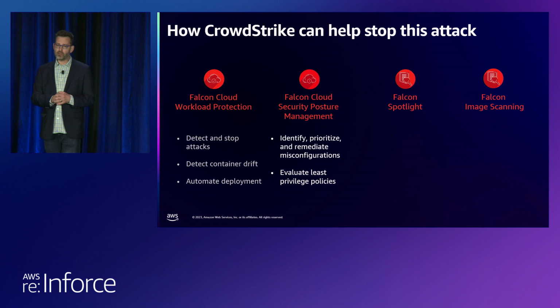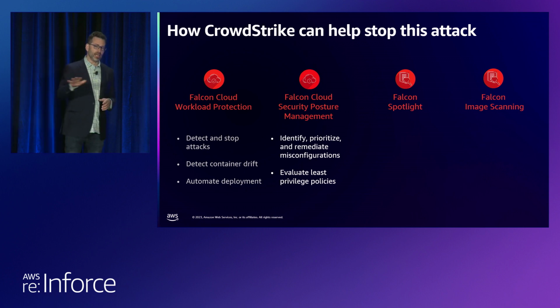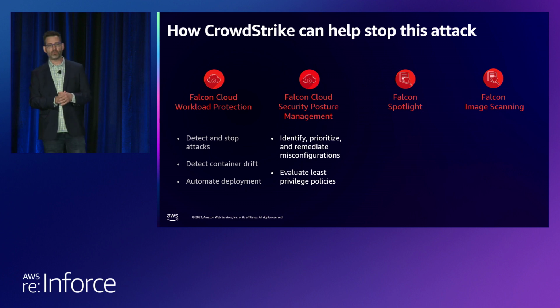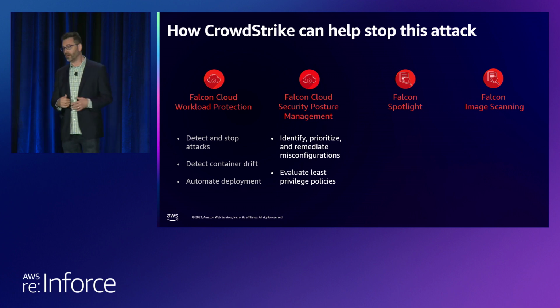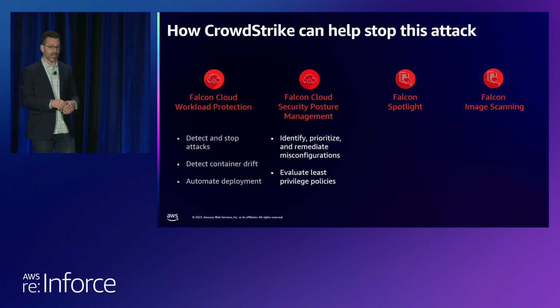Falcon Cloud Security Posture Management, that's the agentless protection. That is always scanning all of your AWS services for misconfigurations, providing actionable guidance that you can build back into your infrastructure as code templates. We also provide a capability for automated remediation as needed. In fact, we can detect unmanaged instances that don't have the sensor, and remediate that right from the CSPM console.